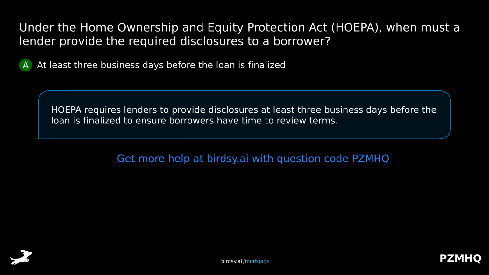HOEPA requires lenders to provide disclosures at least 3 business days before the loan is finalized to ensure borrowers have time to review terms.